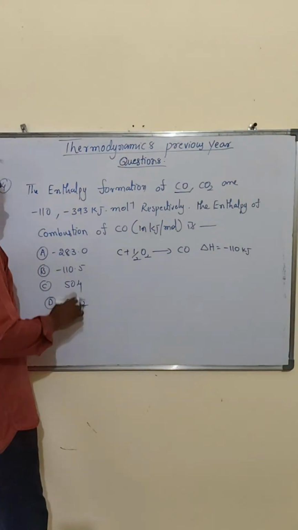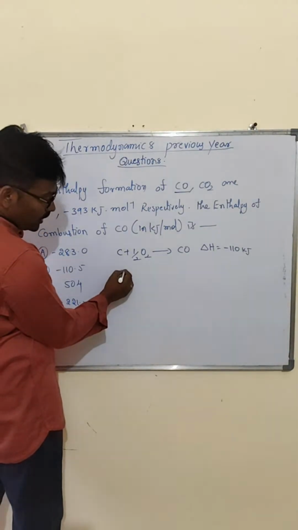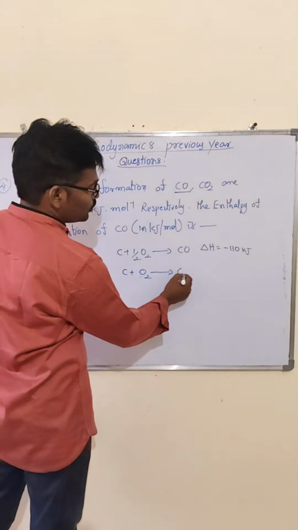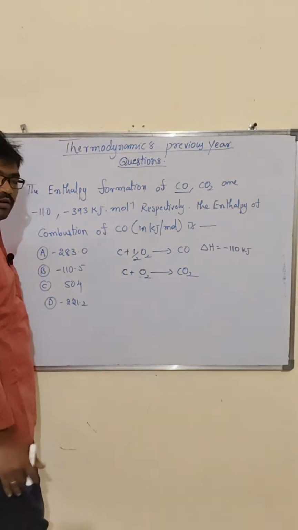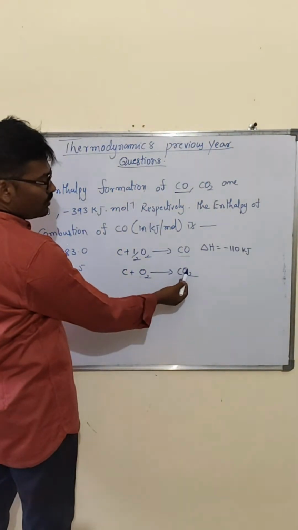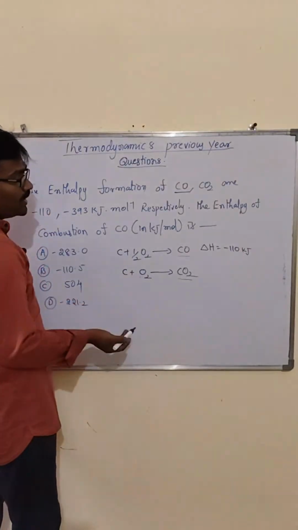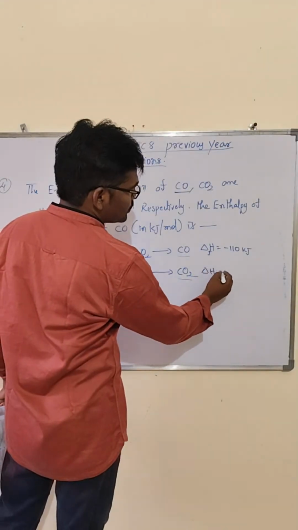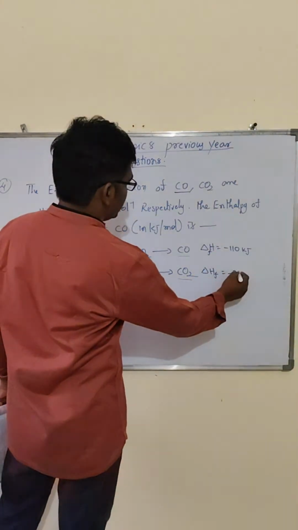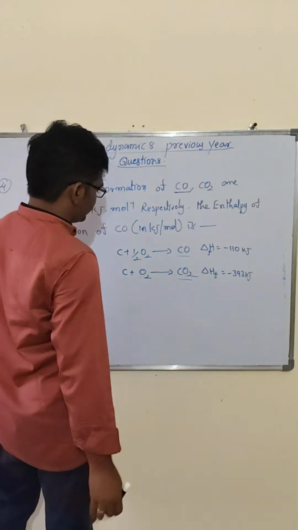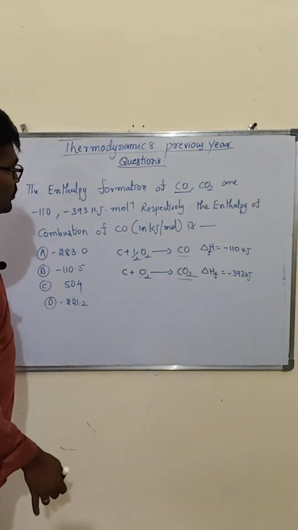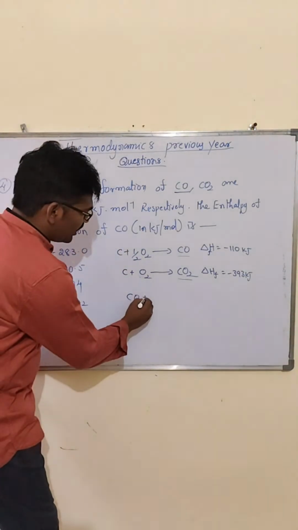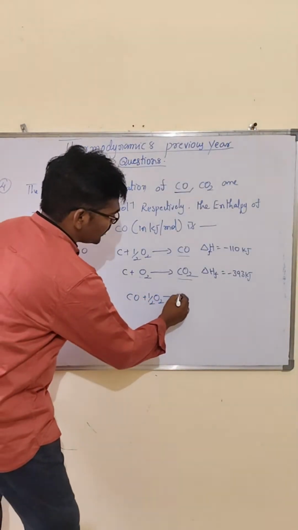Next, how can you take the formation of CO2? C plus O2 gives CO2. Formation means 1 mole of compound is formed from its constituent elements, that is the enthalpy of formation. The enthalpy of formation of both compounds is given, here minus 393 kilojoules per mole. Clear? Then what they are asking is the combustion of CO. So combustion of CO: CO plus half O2 gives CO2.